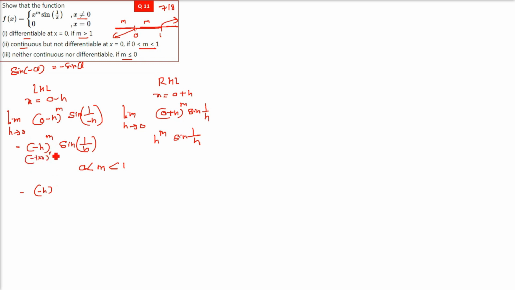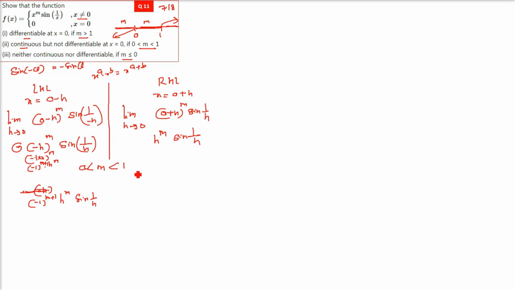Minus x can be written as minus 1 into x, same way. So it is simply equal to minus 1 to the power m, h to the power m. That is, a into b to the power m is a raised m and b raised m. And when we have x raised a, x raised b, that is x raised a plus b. So I'm just writing it again: minus 1 to the power m plus 1, because minus 1 we have taken out from minus h. Minus was already there, so minus 1 to the power m plus 1, and h to the power m will be there, and sine 1 by h.